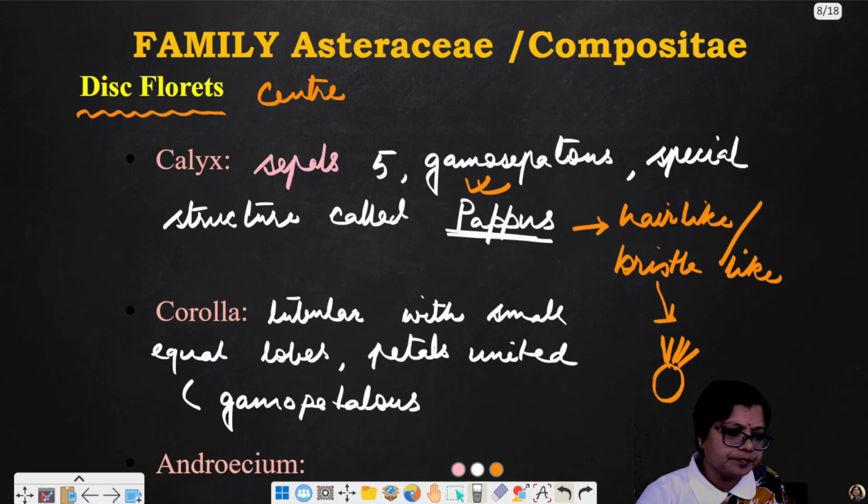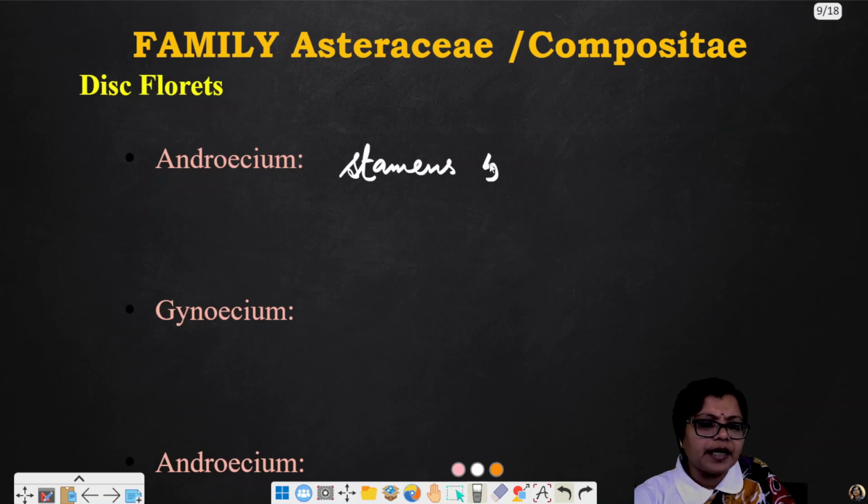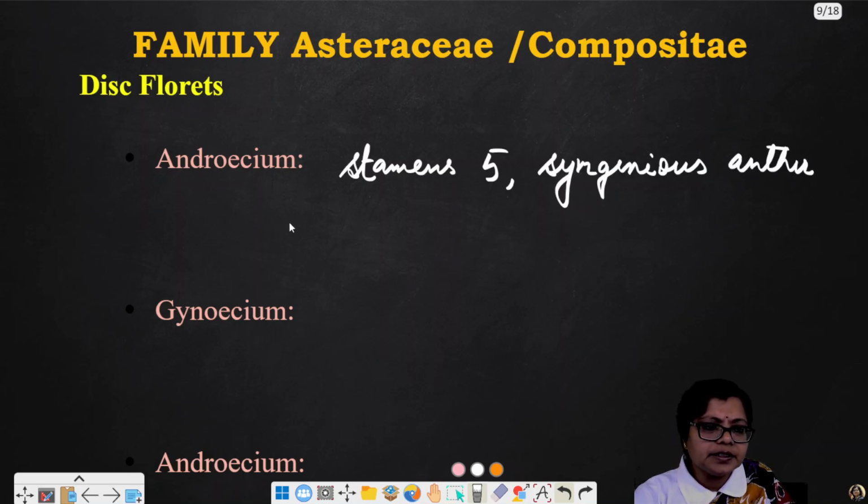Now the androecium. Androecium, in case of disc florets, that is stamens, how many? Stamens are 5. They are united, but special type of union, that is called the syngenesious anther. What does it mean? It is that these anthers are united laterally, but the filaments are free.